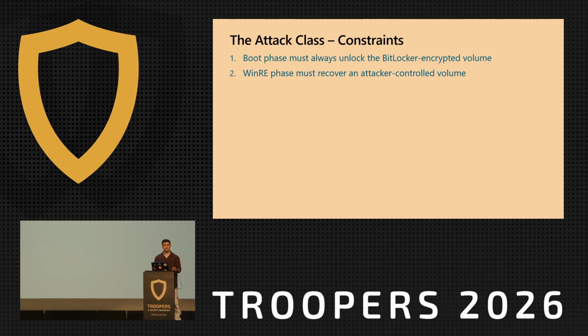The second constraint is that the WinRE phase must recover an attacker-controlled volume. This constraint is critical too, right? If WinRE doesn't recover an attacker-controlled volume, we have no influence over the configuration and data that it queries. And by an attacker-controlled volume, I mean it could be the recovery volume, which is not encrypted or protected, the EFI volume, or even any volume that the attacker can add to the disk, right? There's no prevention for adding custom volumes to the disk. So that's the general idea, and these are the two constraints.